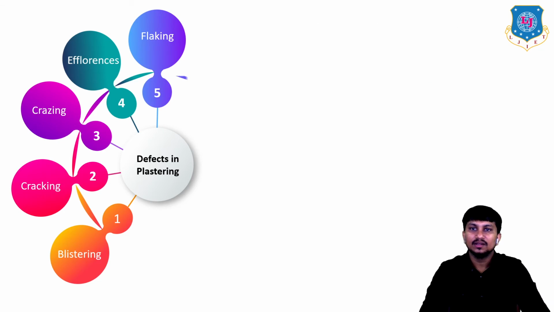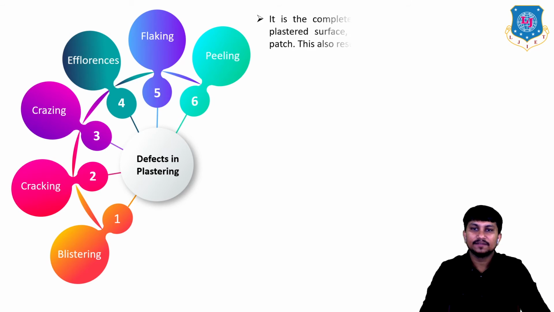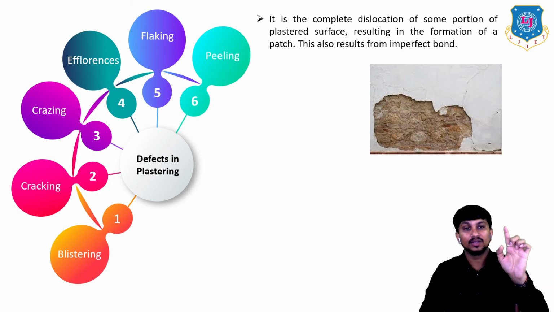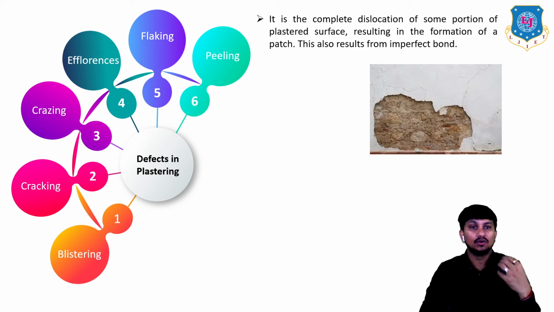Okay. The next type of defect is peeling. It is the complete dislocation of some portion of the plaster surface resulting in the formation of a patch like this. Okay, the whole area is dislocated. The whole plaster is dislocated from the wall. This defect is called peeling. This also results from imperfect bond.